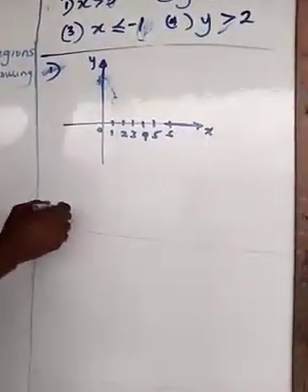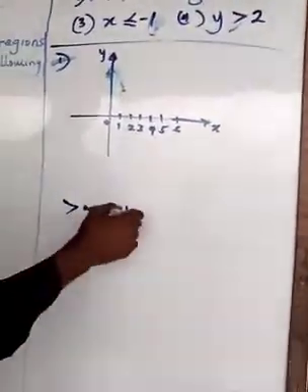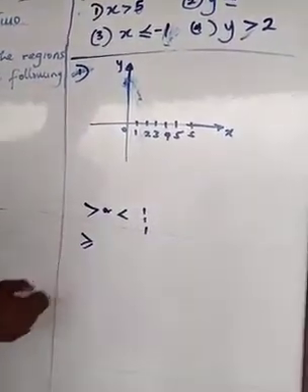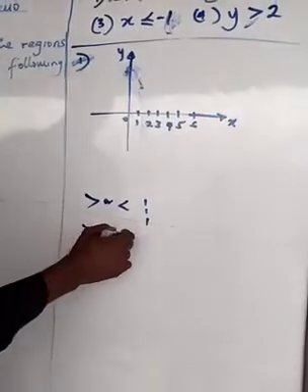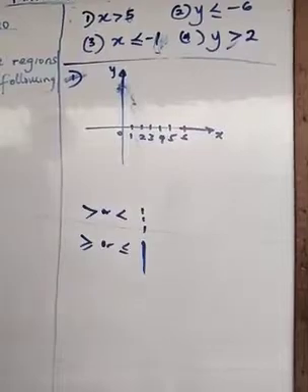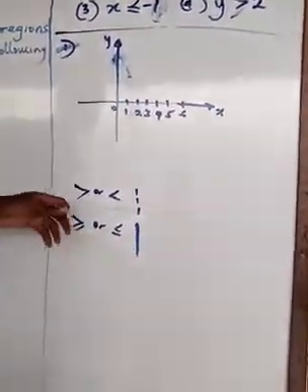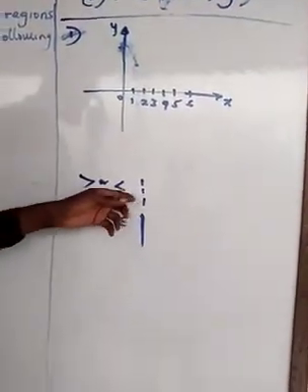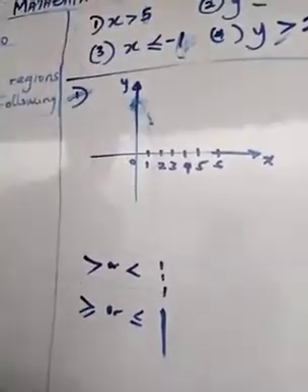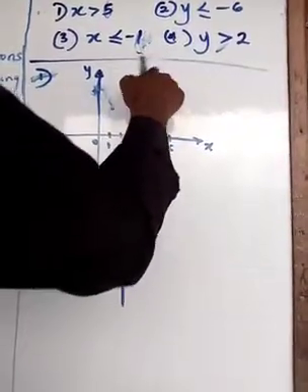Now if it is ordinary greater than or ordinary less than, we use dotted lines. I'll tell you what that means. And if you are using greater than or equals to or less than or equals to, you use a continuous line. But if you are using ordinary greater than or ordinary less than, you use dotted lines. Now this is ordinary greater than. So what you will do is you draw a dotted line passing through x is 5.